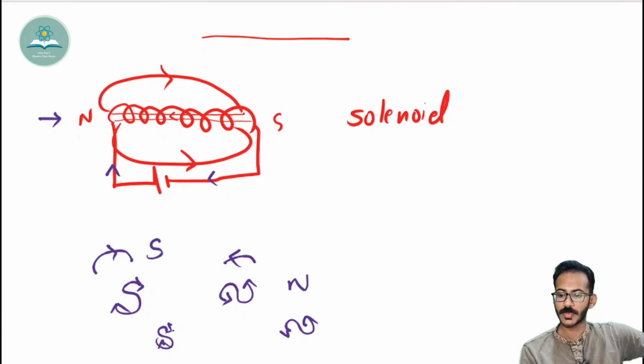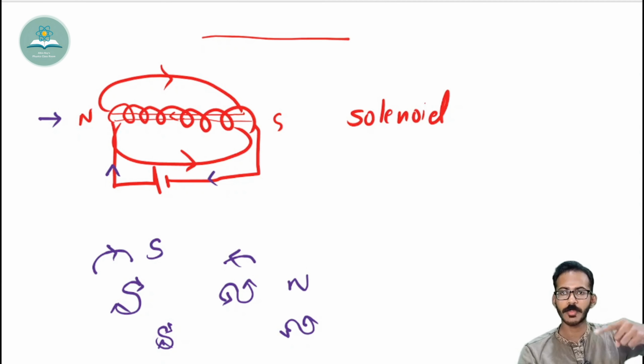So in the case of south pole, this is always moving in clockwise direction. In the case of north pole, it's moving in anti-clockwise direction. So that you will be able to identify which pole is it. To increase the power of a solenoid, you can do different things.